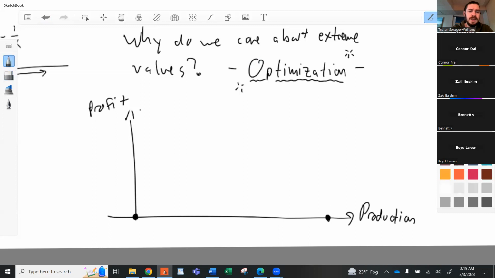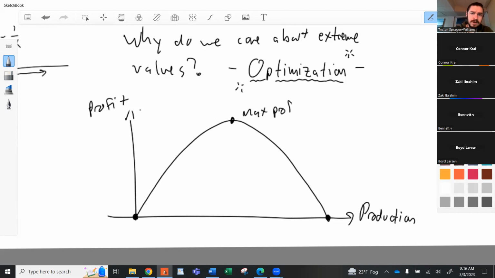If you produce nothing, you don't have any costs, but neither do you make any money. So it's zero profit. If you produce too much, you have a lot of cost, but you can't make enough revenue to overcome that cost, so you make no profit. Somewhere in the middle is going to be max profit. Cha-ching, there's the dollars. That's what you want, right? Obviously, we want this from a business perspective.